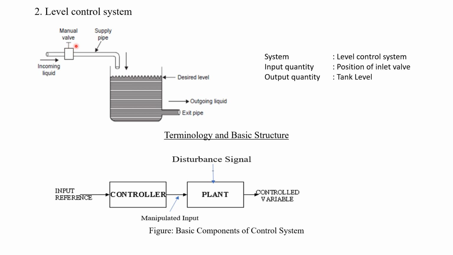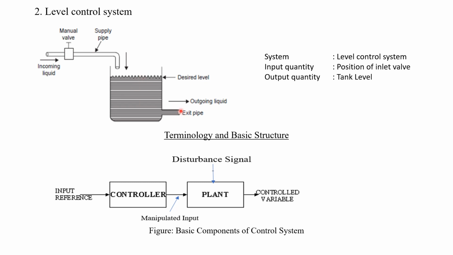If you fully open the valve, then the tank level will automatically increase. If you somewhat close the valve, there will automatically be a reduction in the tank level. Similarly, by keeping the inlet flow constant, that is, the inlet valve position at a constant value, by using a valve at the exit pipe also, we can vary the level of the tank.